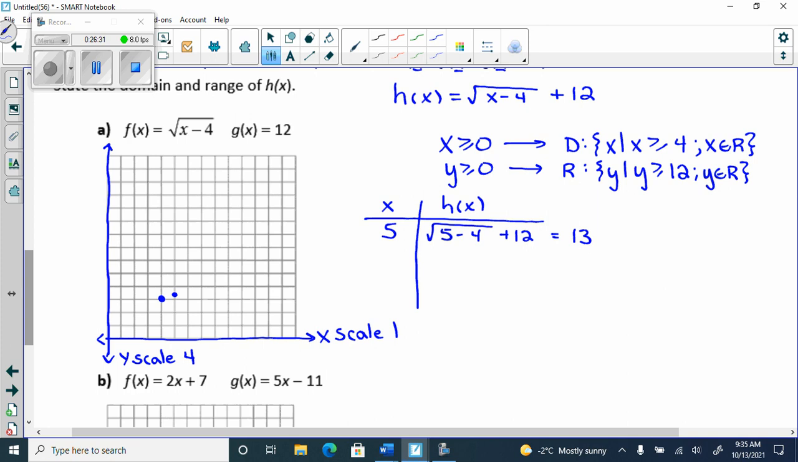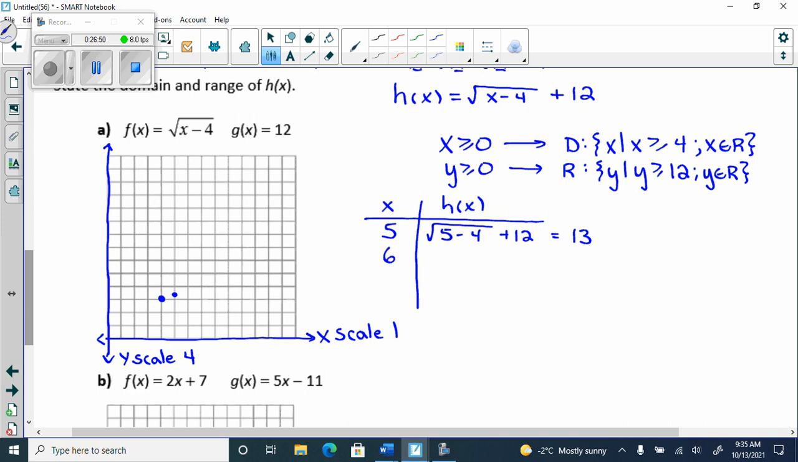Why didn't I pick negative 3? Or why didn't I pick 3 even? Because it starts at 4. If I put a 3 in, what am I going to get under my square root? Negative 1. You can't have that happen, so it doesn't exist, right? You have to watch with radicals.